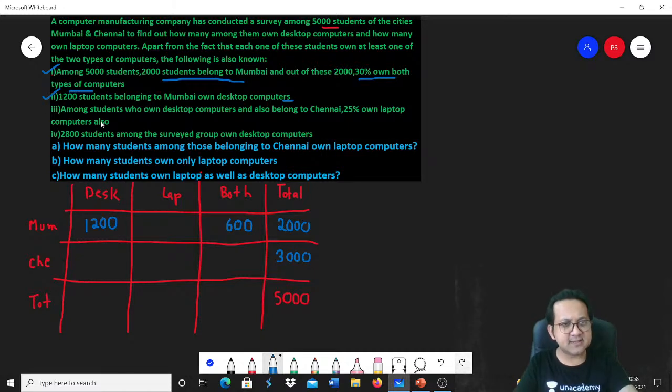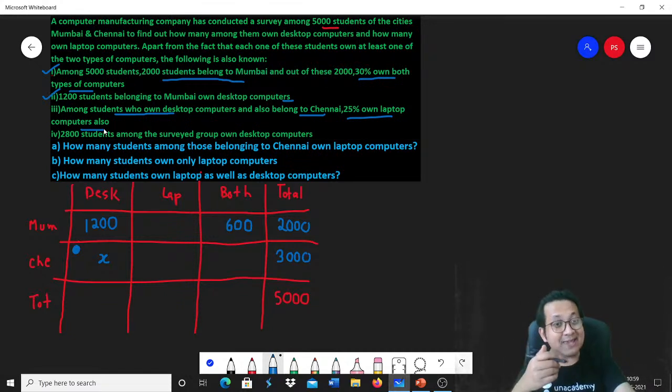Next. Among students who own desktop computers and also belong to Chennai, 25% own laptop computers also. We are talking about students who own desktop and belong to Chennai. So can I say we are talking about this region, desktop and Chennai, the one with the dot? So let's say this is X. Among these X students, 25% own laptops also. What is the total number of students owning desktop in Chennai? X. So among these X students, 25% own laptop also.